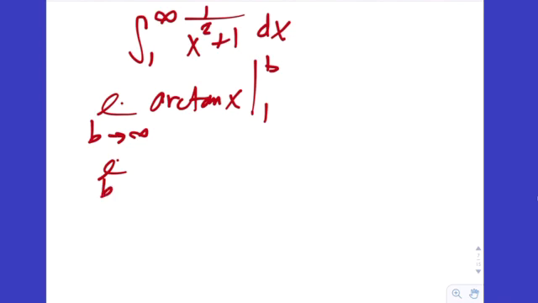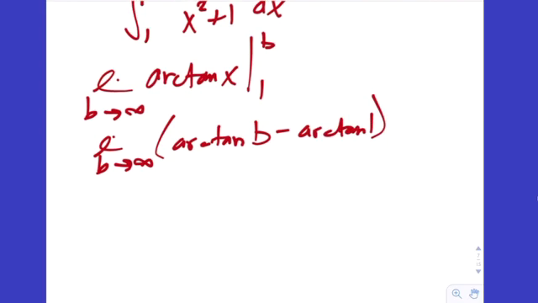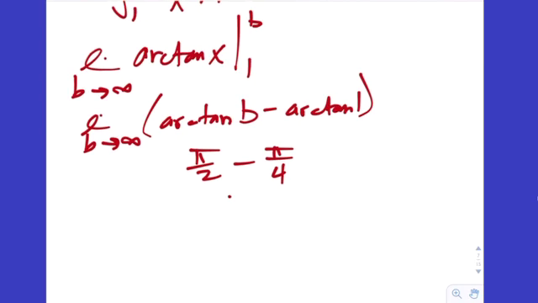Now, we'll evaluate it. The limit as b goes to infinity. That's going to be arctangent of b minus arctangent of 1. And, of course, now we can evaluate the limit. What is the limit as b goes to infinity of arctangent of b? Pi halves, right? It's the upper horizontal asymptote. That's pi halves minus, what's arctangent of 1? Pi fourths. Good. Now, you don't even have to simplify that, but it does come out to be pi fourths. This is finite. That's what's important.